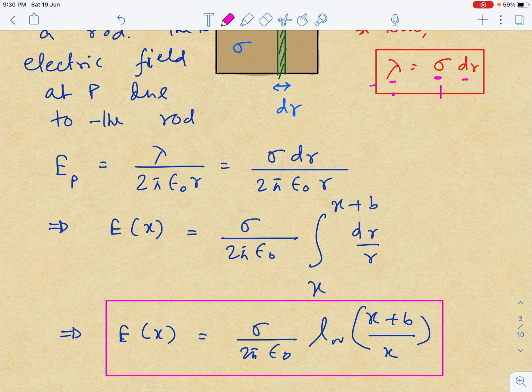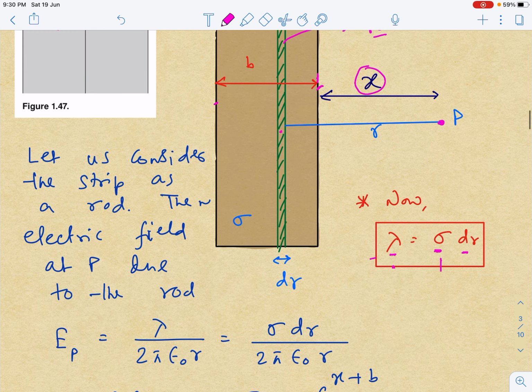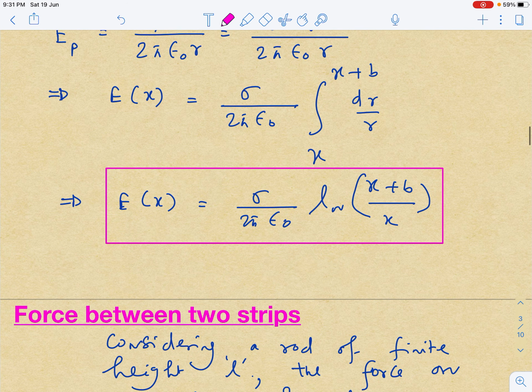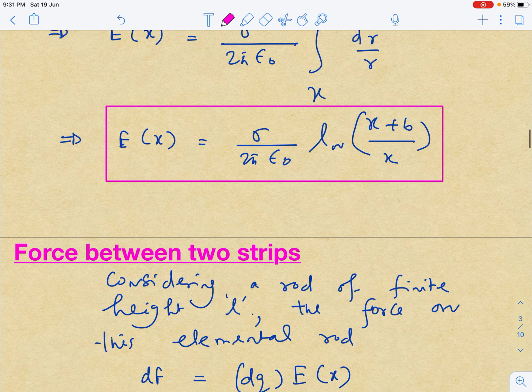So E as a function of x at a distance x away, sigma by 2 pi epsilon naught is a constant factor out of the integration, and the integration will be from this portion to this portion, because this shaded region is the region where charge is there. So this entire portion charge is there. So the limit will be from x to x plus b. I hope this is clear to all of you. So this beautiful result will come, that will be E of x equal to sigma by 2 pi epsilon naught log of (x plus b) by x.